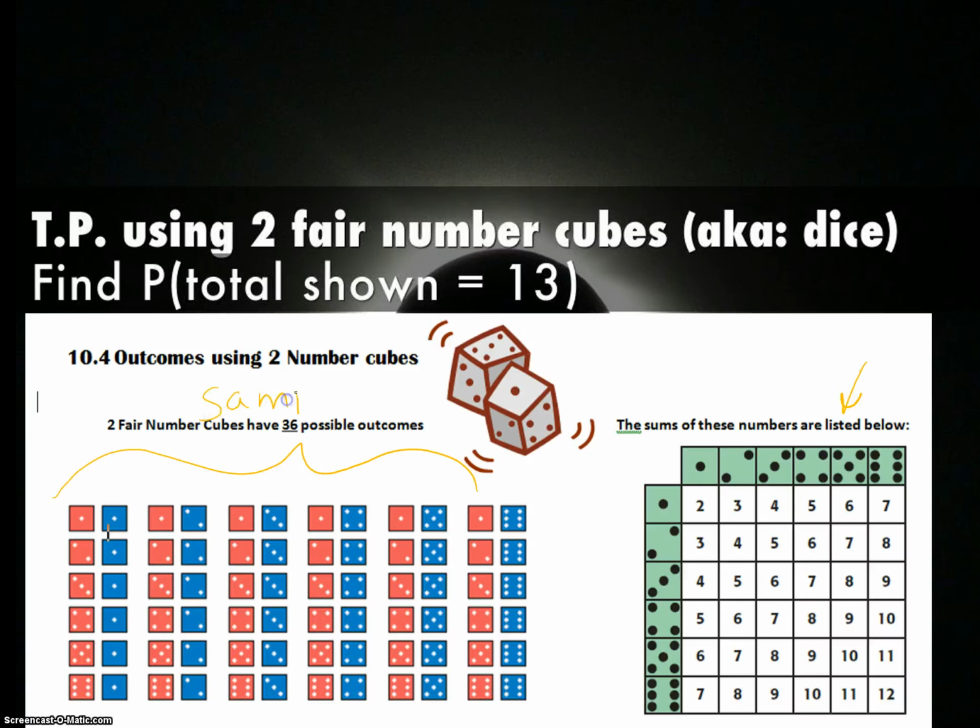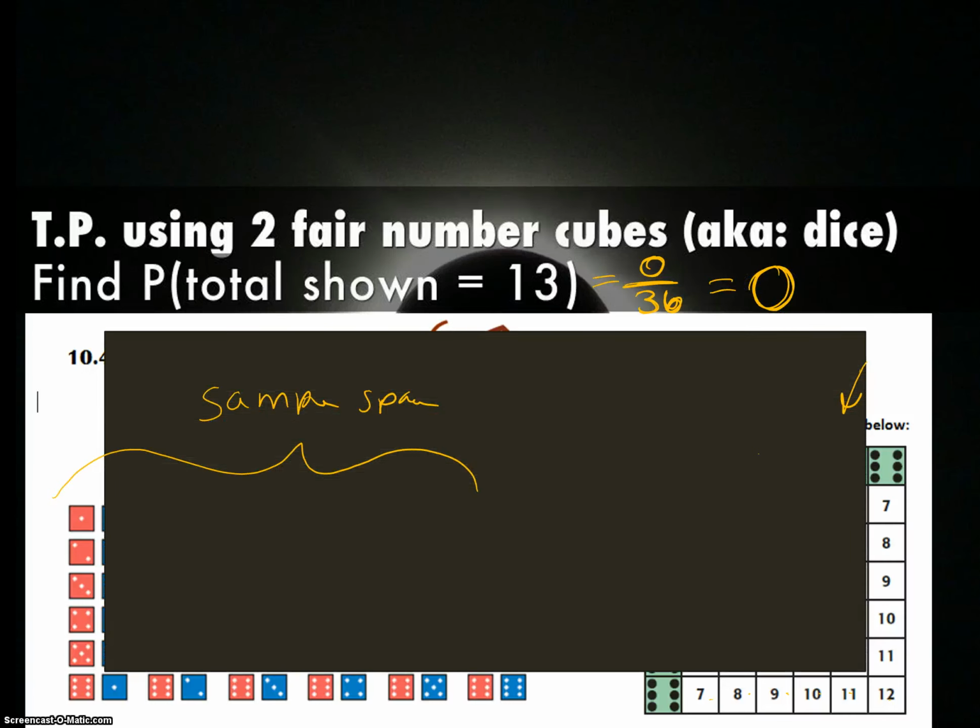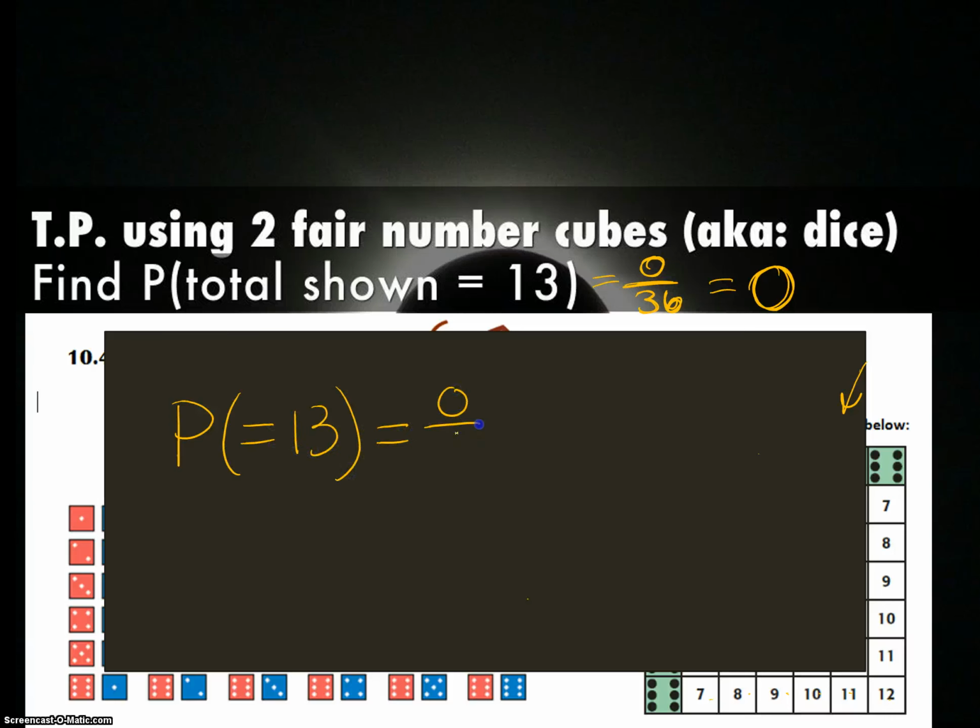This is a sample space. All possible outcomes, but the total being 13. What's the chance the total is 13? Well, how many add up to 13? 0. 0 out of how many? 1, 2, 3, 4, 5, 6. 6 by 6 is 36. 36 possible outcomes when you roll 2 dice. So my probability of a 13 is 0 out of 36, also equal to 0. So on your homework, this is number 14 on your formative. So the probability of the sum being equal to 13 is 0 out of 36, which is 0. Final answer.